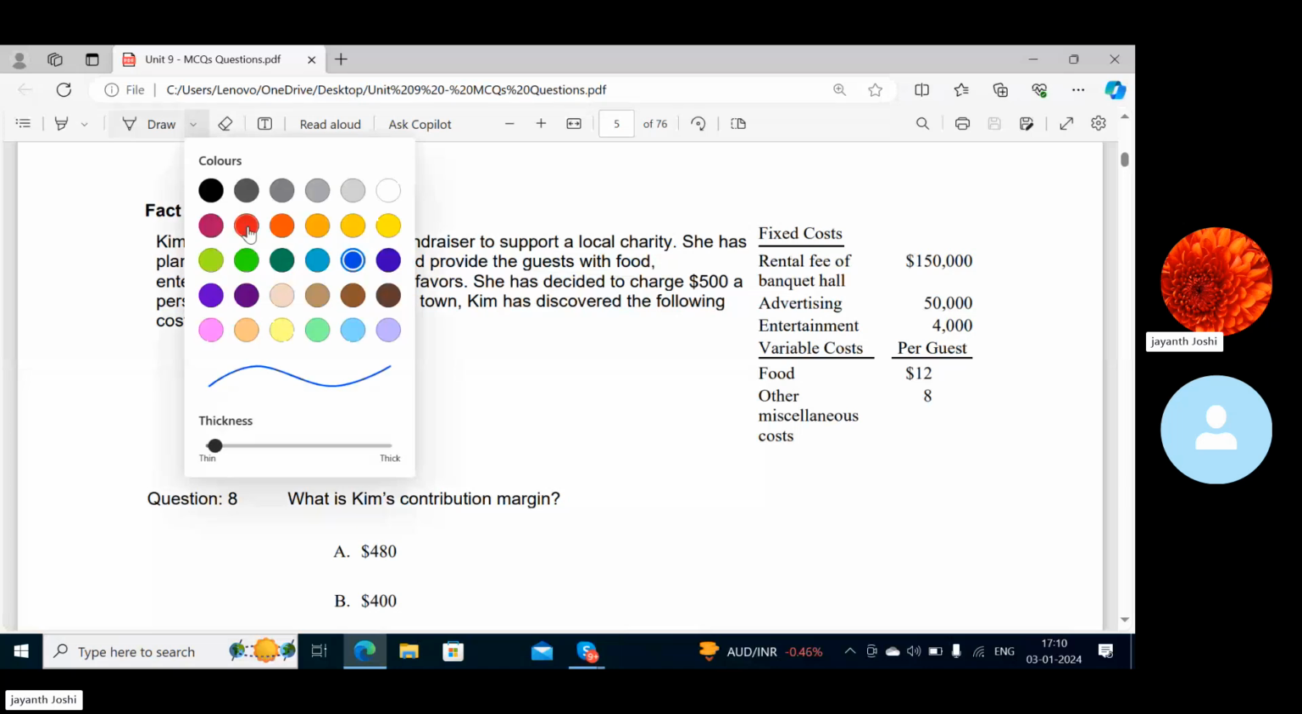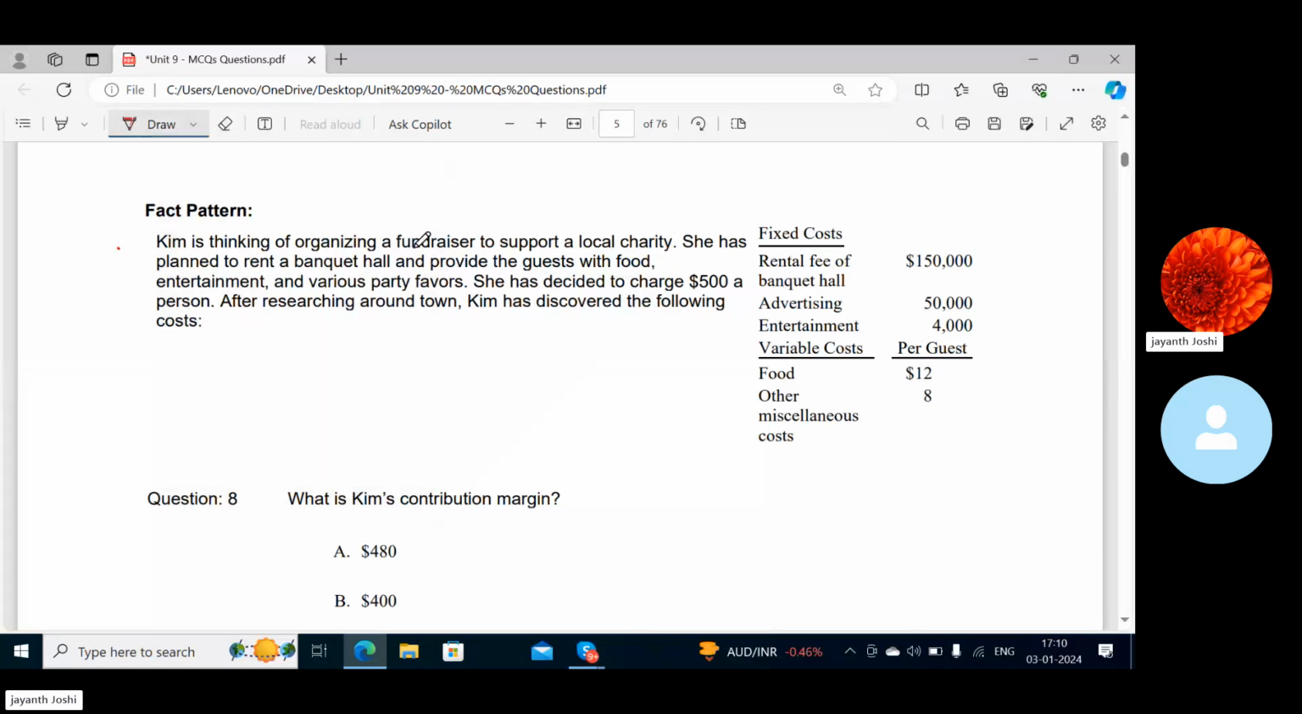So Kim is thinking of organizing a fundraiser to support a local charity. Okay. And how is she raising for the local charity? She has planned to rent a banquet hall and provide the guests with food and entertainment and various party favors. She has decided to charge $500 a person.